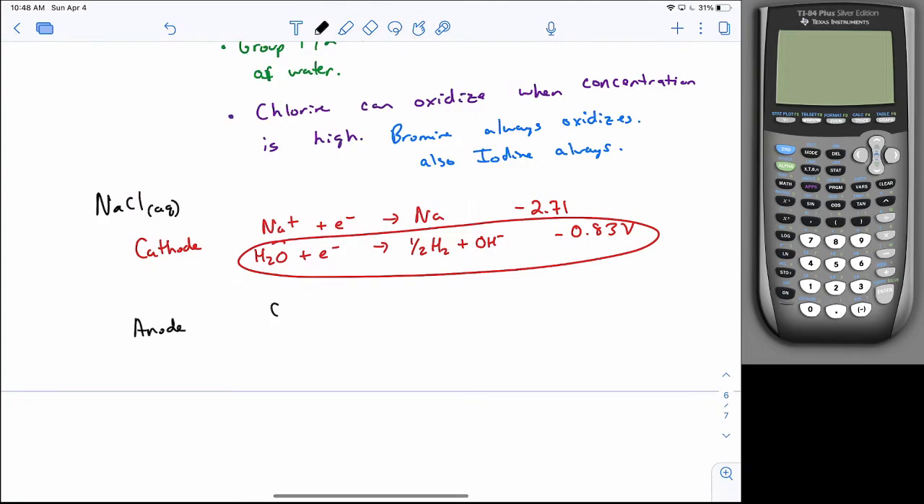With the anode, this is negative 1.36. Remember, when I look up the values in the data booklet, they're all reductions, so I need to flip it and flip the sign when I'm doing that as well. I never multiply the value by anything. I only change the sign when I flip it around.